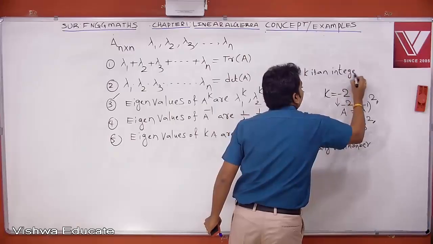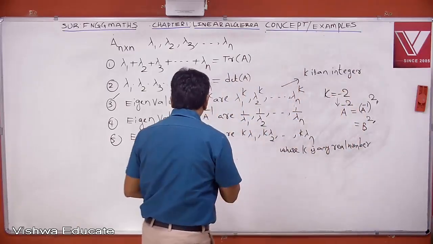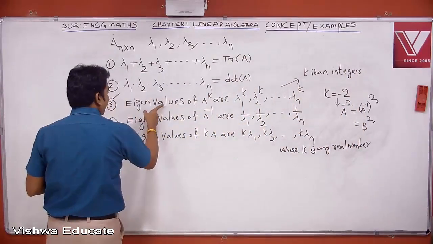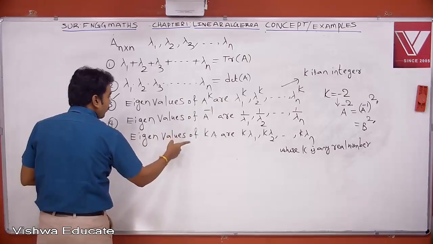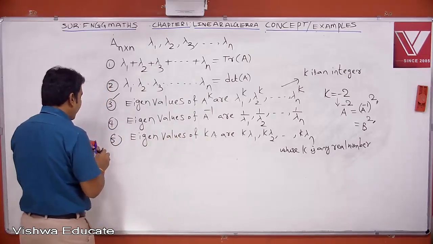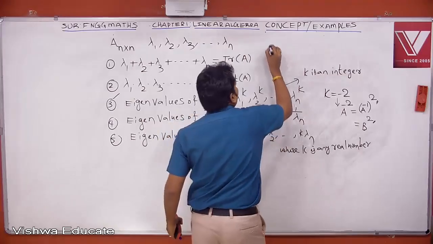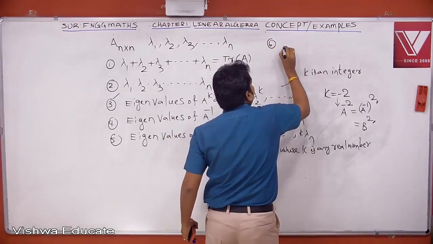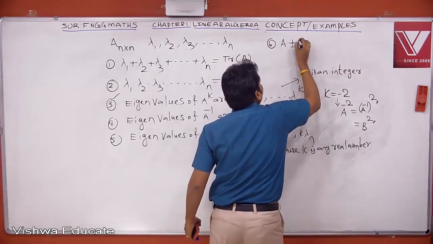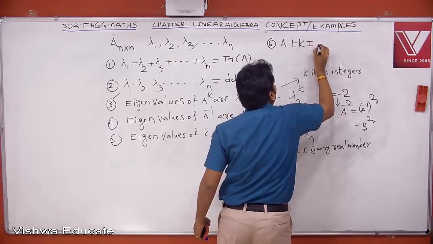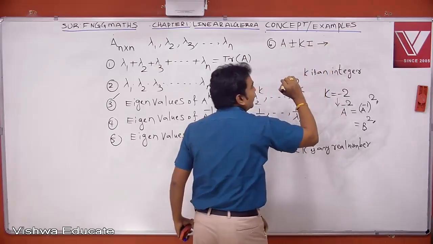So K is an integer only. Therefore, these are the eigenvalues of A power K, eigenvalues of A inverse, eigenvalues of KA. Next, I want eigenvalues of A plus or minus KI. I want eigenvalues of A plus or minus KI.